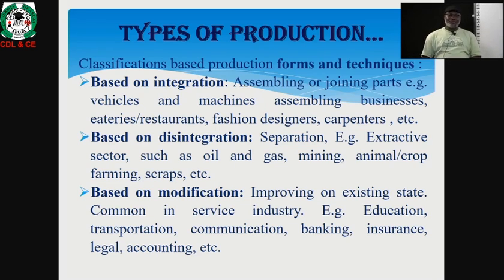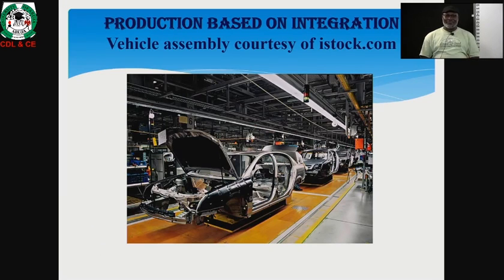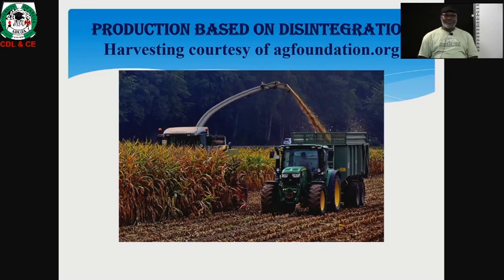Now, I'd like to show us some pictures of these types of production. The first one, production based on integration. What you can see on the slide is a car assembly factory. Now, what they do here is to put different parts of the car together to form the car we drive. The other picture you see is production based on disintegration. Now, this is a farm. What's taking place is harvesting. And so they are separating the wheat from the chaff to create the final product for consumption and satisfaction.